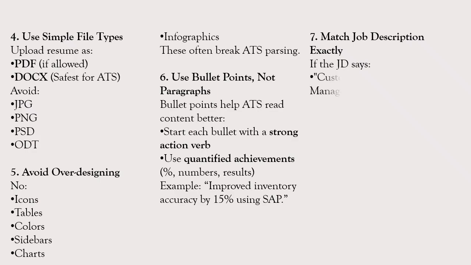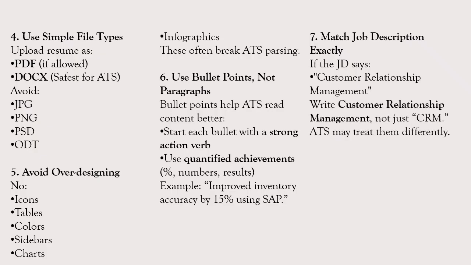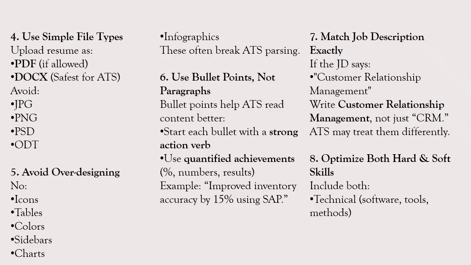Then we need to match the job description exactly. I told you this in your previous slides also. This is a sort of repetition. If the job description says CRM, use CRM. If it says customer relationship management, you also mention customer relationship management. Don't use CRM in that case, because the ATS will think of it differently as it doesn't know the abbreviation. So we need to optimize both hard and soft skills, technical and soft skills. If both are relevant, keep both of them, no problem.